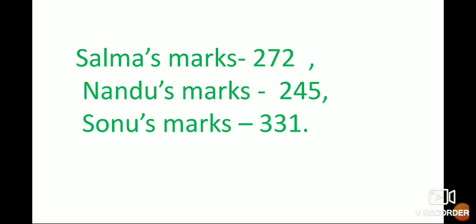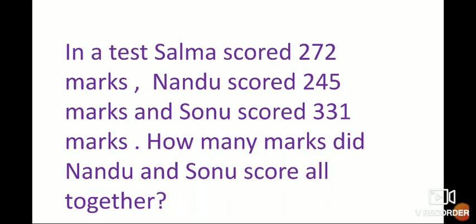Next sum. Here you are given again three numbers. Salma's marks are 272. Nandu's marks are 245 and Sonu's marks are 331. Again, with this information, I am going to frame a problem in addition and also in subtraction.